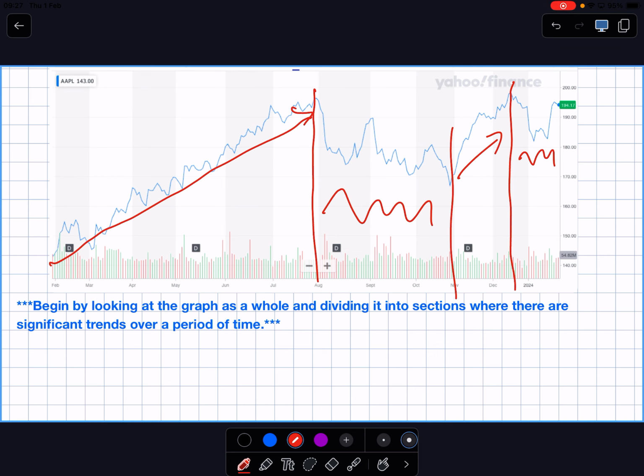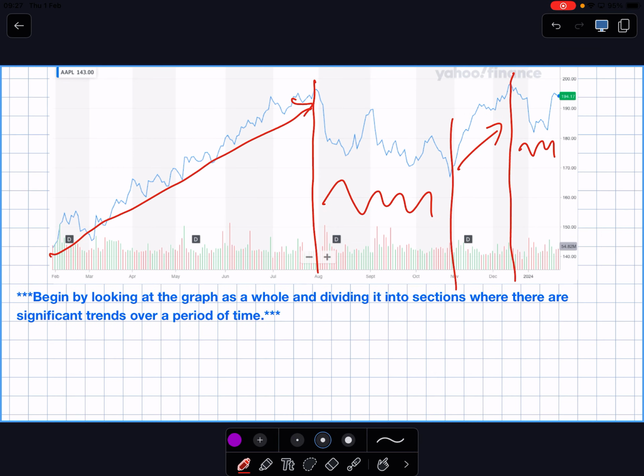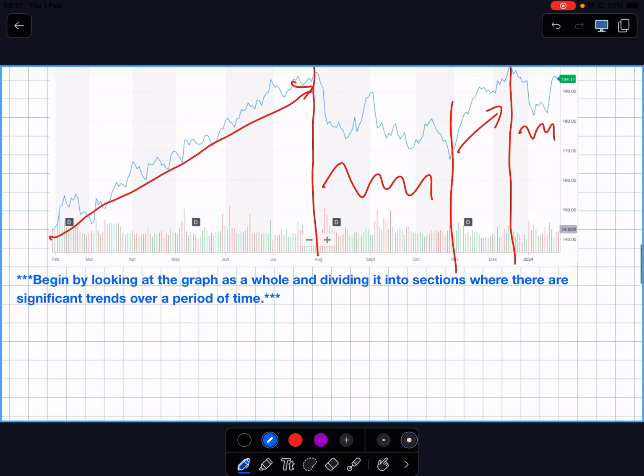Let's just do it from the time. Time goes from left to right. What could I say? From February to August, the price of the Apple shares rose consistently. I have no issue with that. That's a tick.